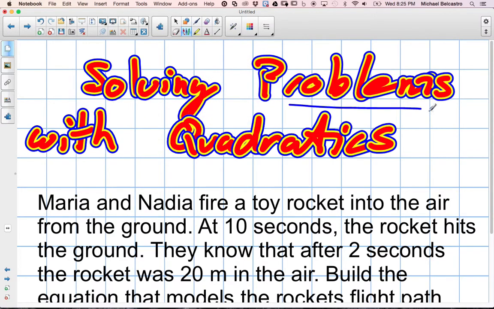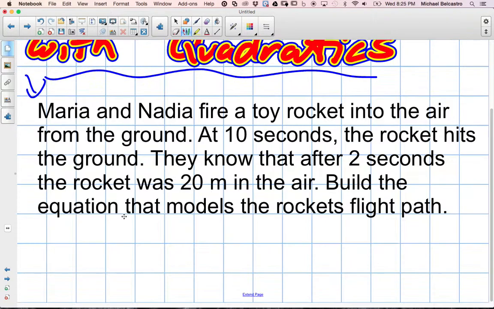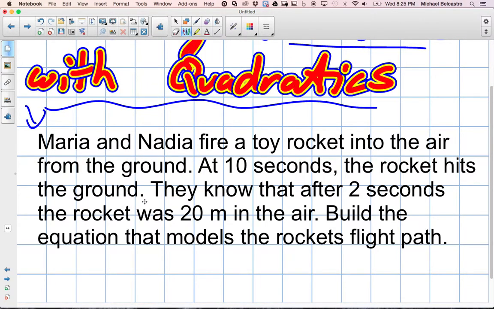We're going to look at solving problems with quadratics. And we have a pretty long problem here. We'll read through it once, and then we'll highlight important stuff and go from there.